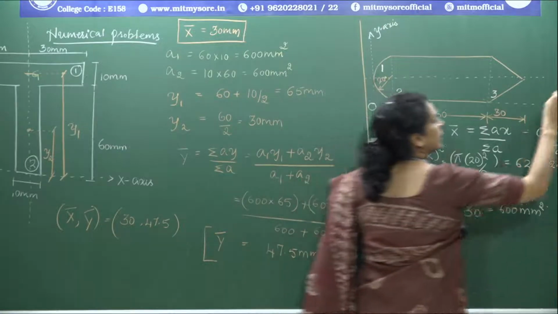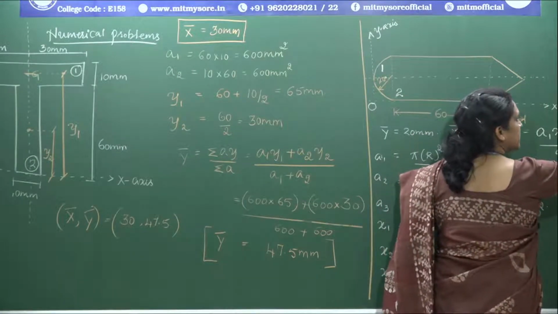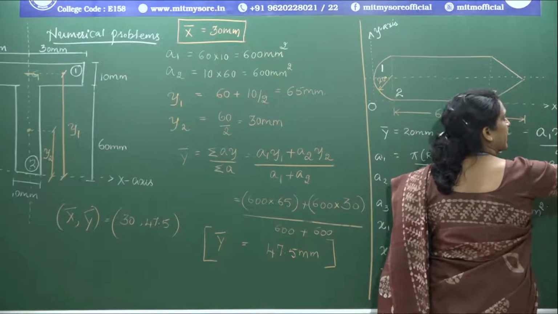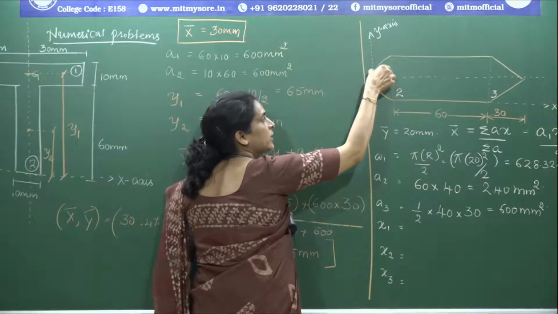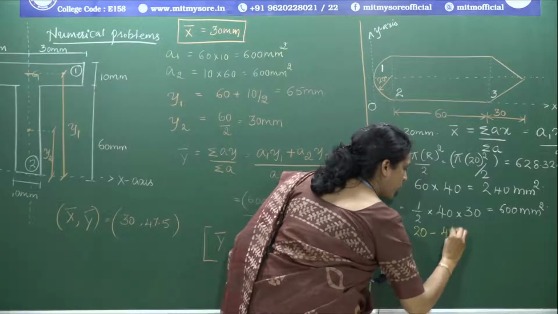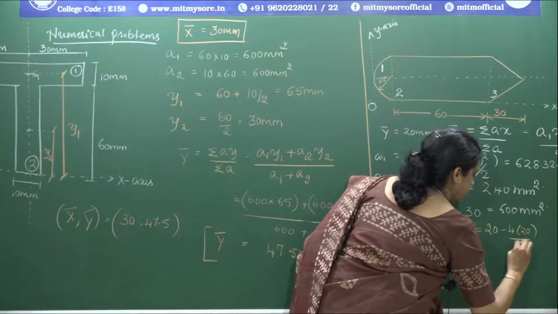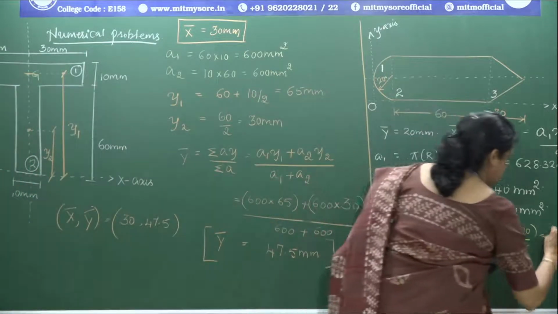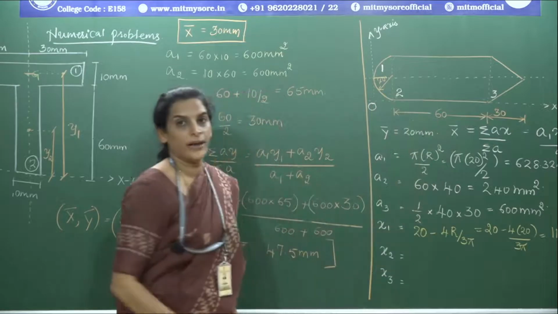We can just remember the derivation of a semicircle which goes as such, means the centroid will be here. So the distance from the base means to tell the centroid lies at a distance of 4r by 3 pi from the base. But here we have the distance to be calculated from this end. So it is the value of 20, that is radius, minus 4r by 3 pi. So we get the value around 11.51 millimeter. So this value is 11.51 millimeter.